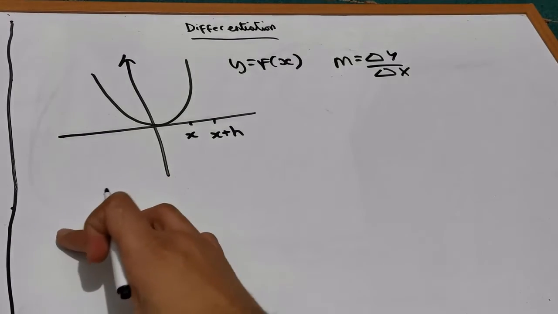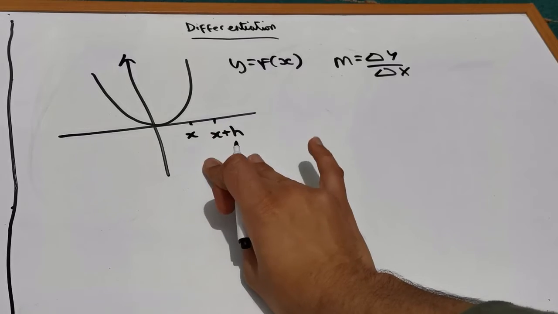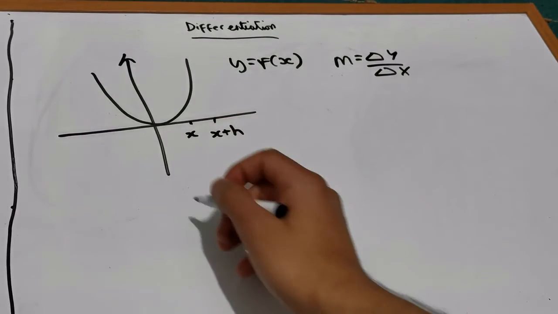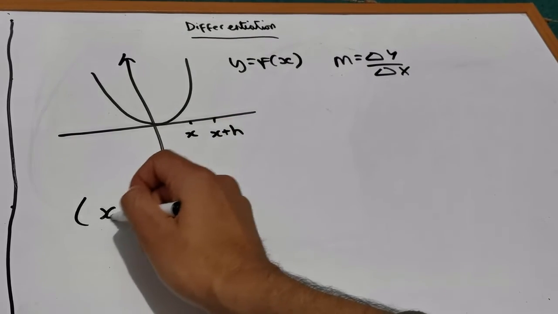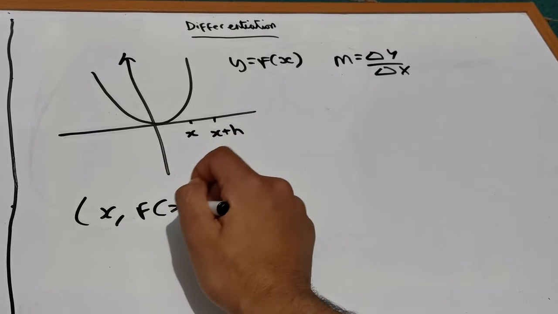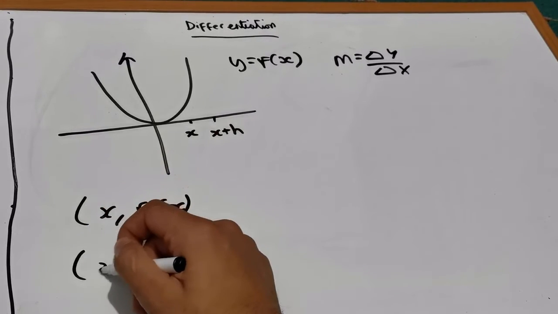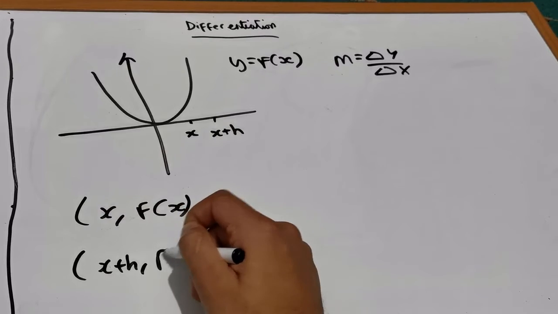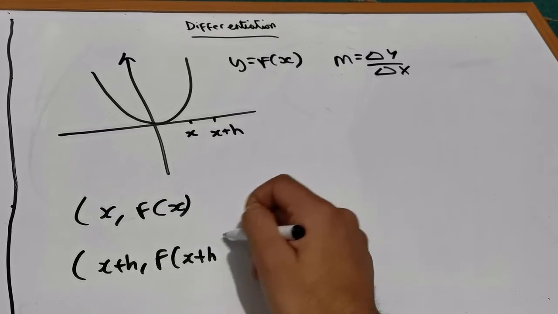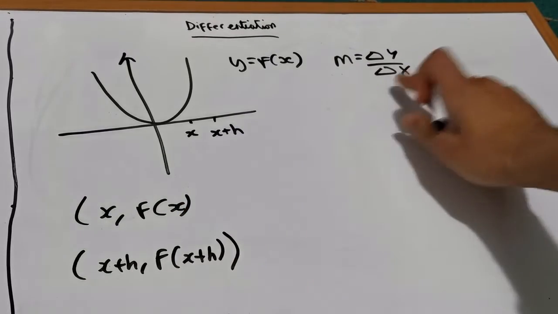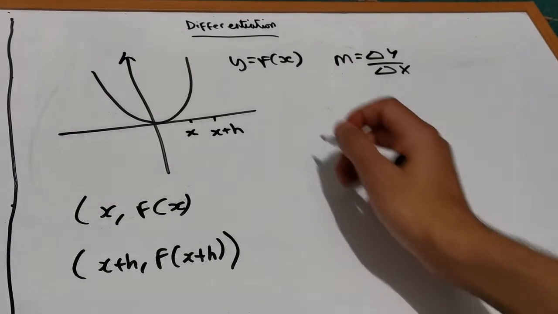So look at these two coordinates here, x and x plus h. What would the y coordinates be? So for x, the y coordinate is just f of x. For x plus h, the y coordinate is f of x plus h. Now you can just plug this into here, and let me show you how.